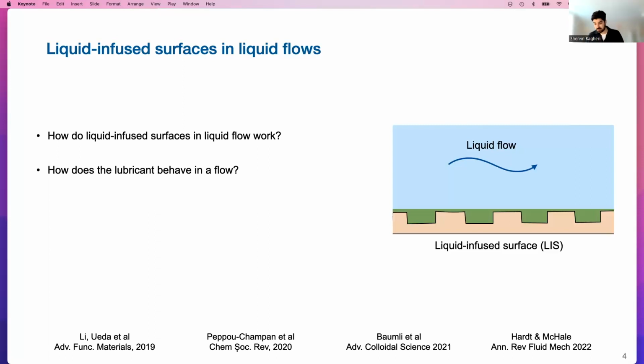So at the bottom, you see these references, and these are all reviews on the subject, and they focus primarily on fabrication techniques. How do you fabricate the surfaces? How do you tune the surface chemistry? How do you design the lubricant and so on? So there's a lot of surface chemistry and material science involved, and I'm not going to talk about that. I'm going to focus on the fluid mechanics aspects of these surfaces.